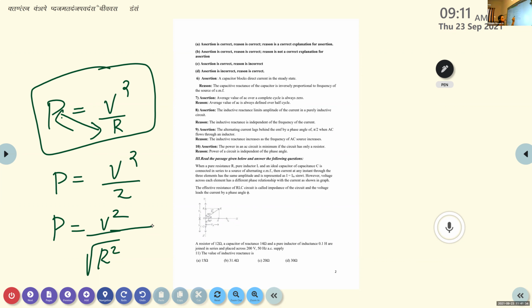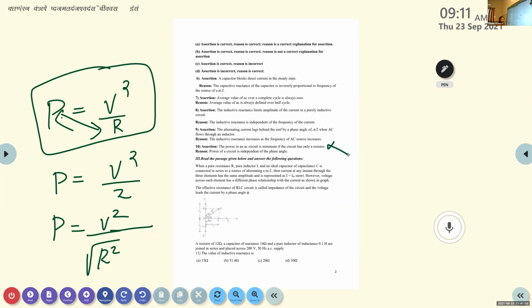The power in an AC circuit is minimum. It is not minimum, it is maximum if the circuit has only a resistor. Instead of the resistor, inductor, and capacitor, if the circuit contains only the resistor, the power in an AC circuit is maximum. It is not minimum. So here the assertion is wrong or incorrect.